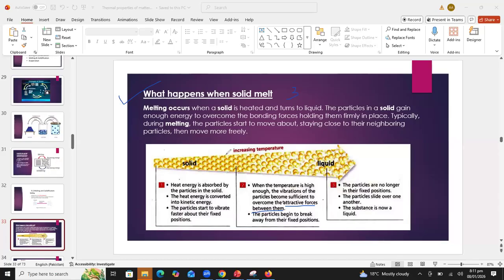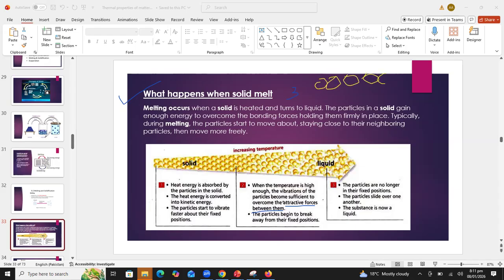So when the temperature is high enough that the solid molecules' force of attraction can be overcome by the energy supplied to that solid, the force of attraction or bond between the solid molecules will start to break. Initially, the solid particles are tightly packed to each other.